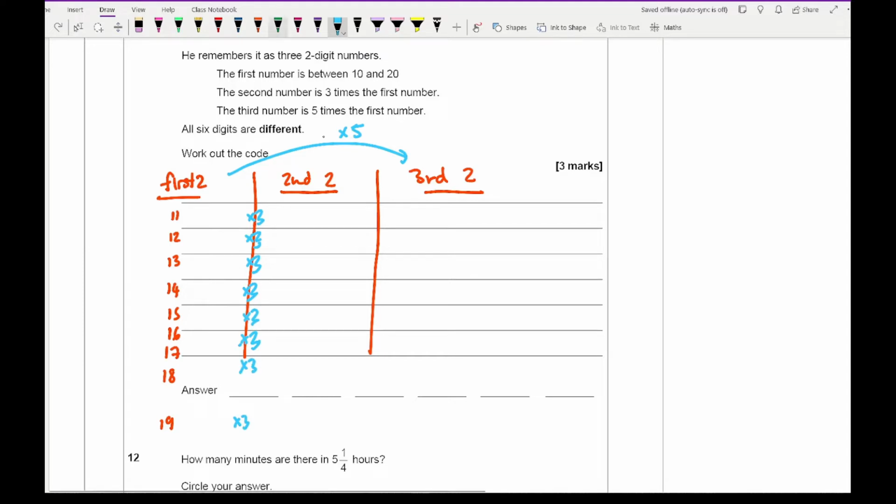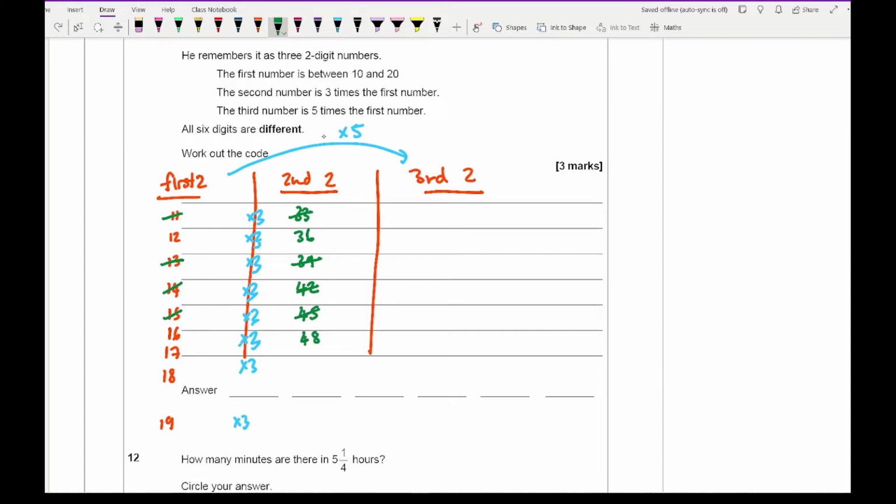So for the first one, we've got 11 times 3, which is 33. Now that's not going to work because, again, I've already duplicated the 1, duplicated 3s. 12 times 3 is 36, so that's fine. 13 times 3 is 39, so I've got 3s repeated, so it's definitely not going to be that. 14 times 3 is 42, so it's not going to be that. 15 times 3 is 45, but the 5s are repeated, so it's not that. 16 times 3 is 48, so that's fine.